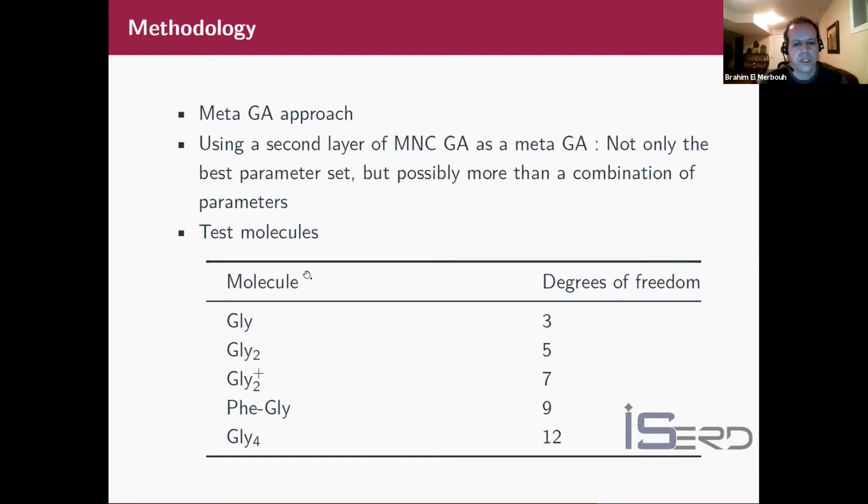In this table, we can see the molecules we used in this study. These are molecules of different sizes. You can see the degrees of freedom of each molecule. The degrees of freedom reflect the size of the molecule itself. So the more degrees of freedom the molecule has, the larger it is. This is mandatory to see how the size of the molecule is related to the parameter change.